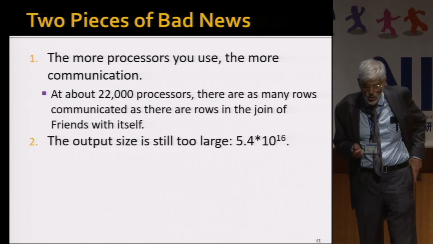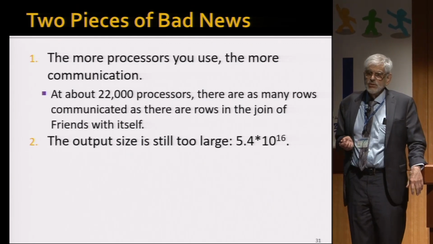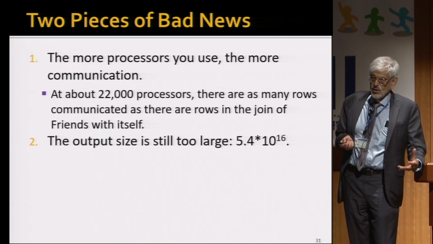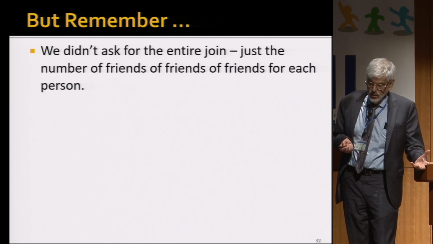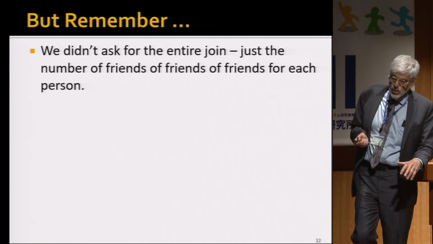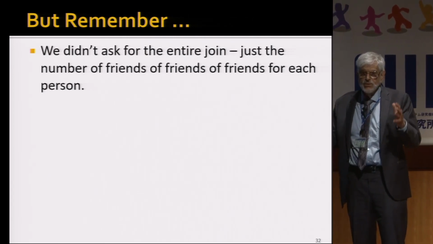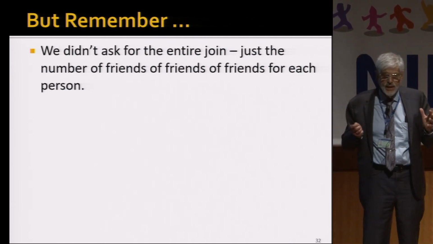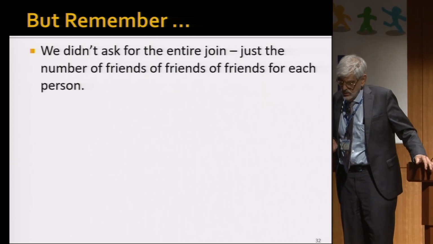Well, probably worse is, I don't care how you compute friends of friends of friends, the output is very large. And you can't change that. But remember, we said we're not going to compute the friends of friends of friends. We just want to get a count for each person of how many friends of friends they have.